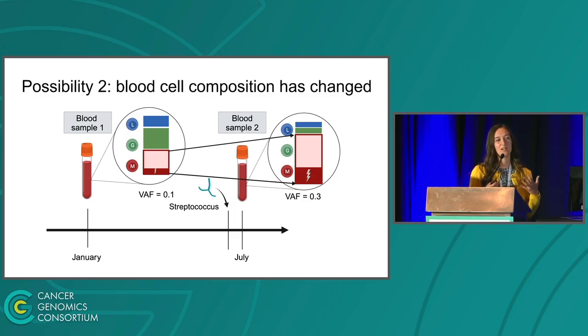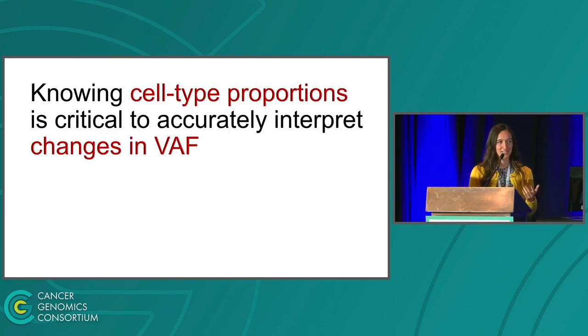And so while we are seeing more mutant monocytes, this is not a larger fraction of the monocytes than it was in January. And while we do have more of those monocytes, after this patient recovers from their bacterial infection, that monocyte fraction is going to shrink back down, and our VAF is going to be, again, 0.1. And so for this second possibility, we would actually not be concerned about clonal expansion. So I think from considering these two possibilities, it becomes clear that knowing cell type proportions really is critical for accurately interpreting changes in variant allele fraction.